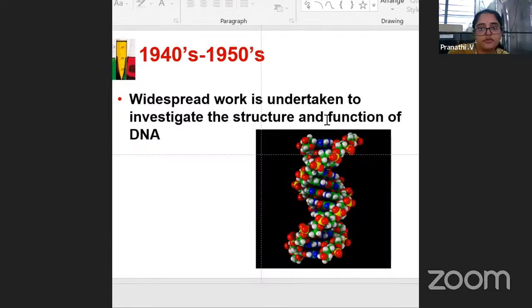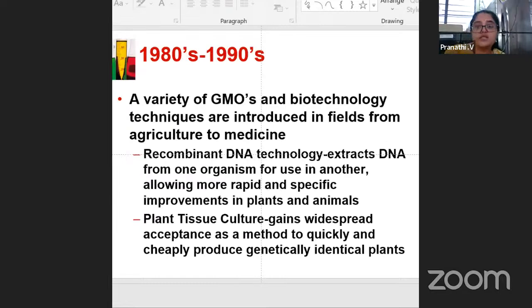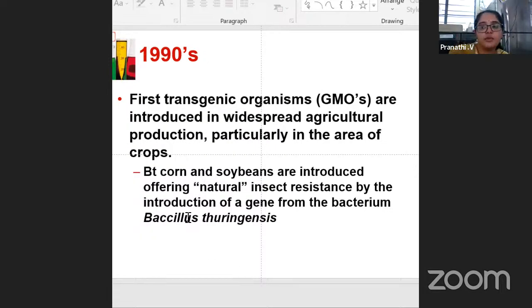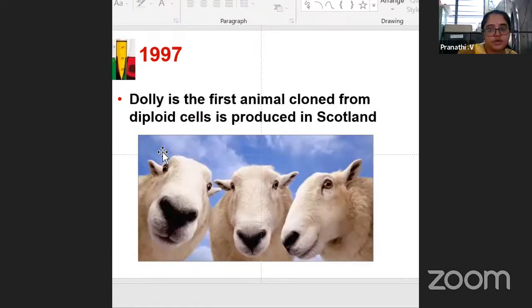Of course, a huge amount of research went that way. By the 1970s, production of insulin, HGH, interferons, and extensive cancer studies started. In the 1980s to 1990s, the rDNA technology boom was taking place. And then you have plant tissue culture, so that you have genetically identical plants. By the 1990s, we have the production of BT corn and soybeans, with a gene from the bacterium BT. Your BT is Bacillus thuringiensis. Corn, cotton, all of it. In 1997, Dolly was the first animal to be cloned from diploid somatic cells, in Scotland.